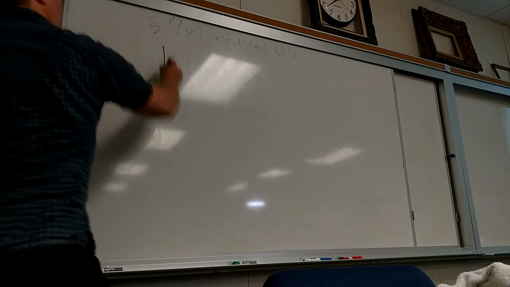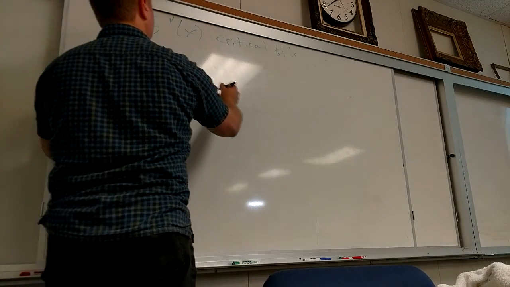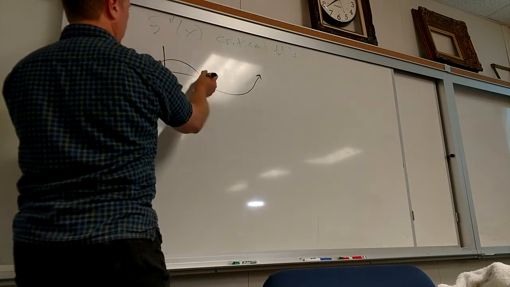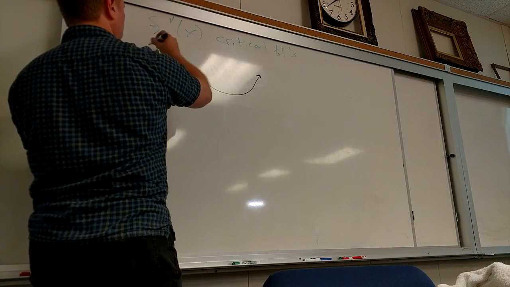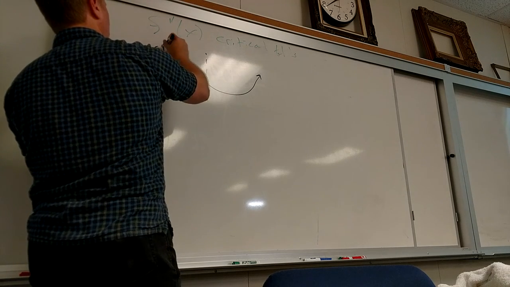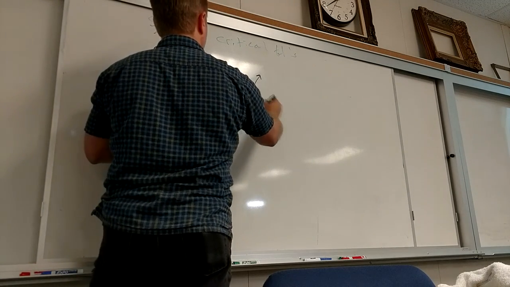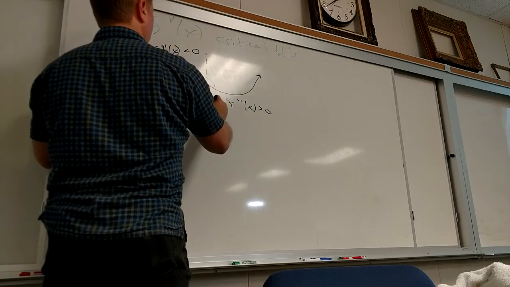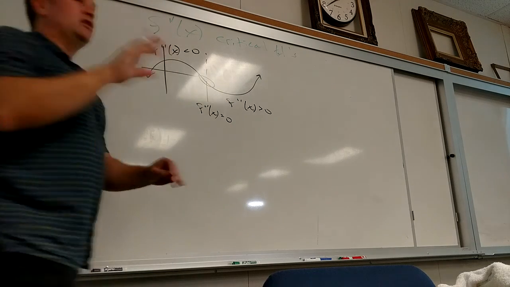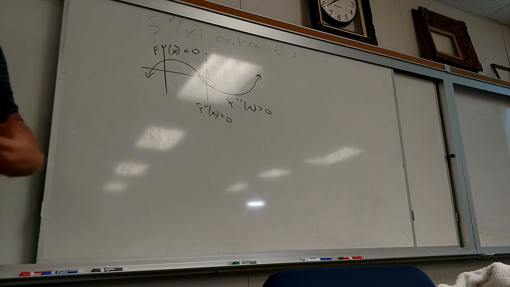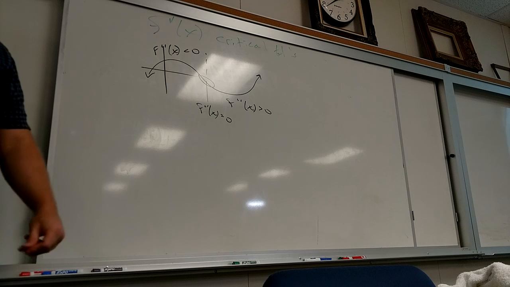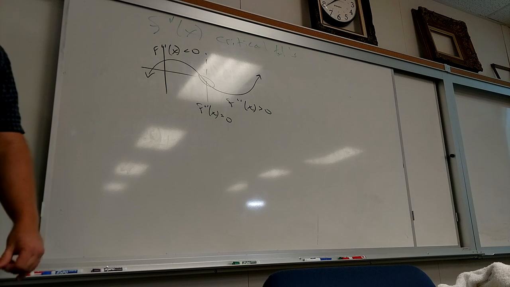So, I would have a picture like this. So this is definitely cup down. So in this region, f double prime is less than 0. In this region, f double prime is greater than 0. And somewhere right here, f double prime equals 0, because that's the transition place, the inflection point. Okay, maybe.